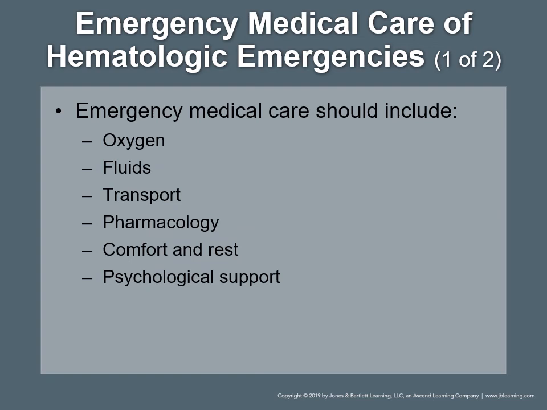Emergency medical care of hematologic emergencies. Emergency medical care for any patient with problems related to a blood disorder should include oxygen. The amount needed and how it is given depends on the severity of the patient's condition and respiratory status. Fluids: initiate an IV fluid replacement as indicated for the specific disorder or chief complaint. Transport to the closest and most appropriate facility.